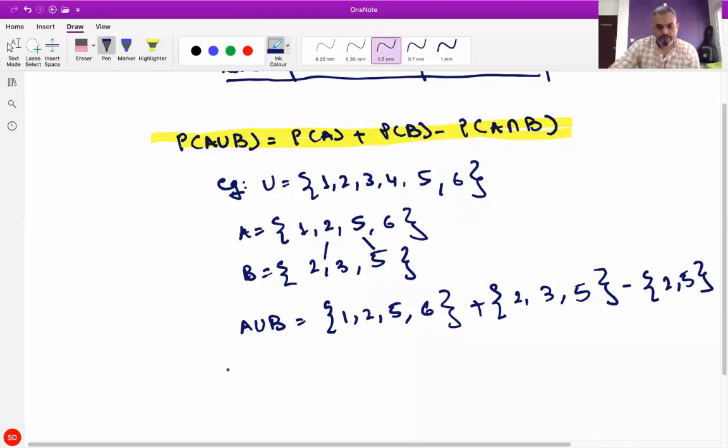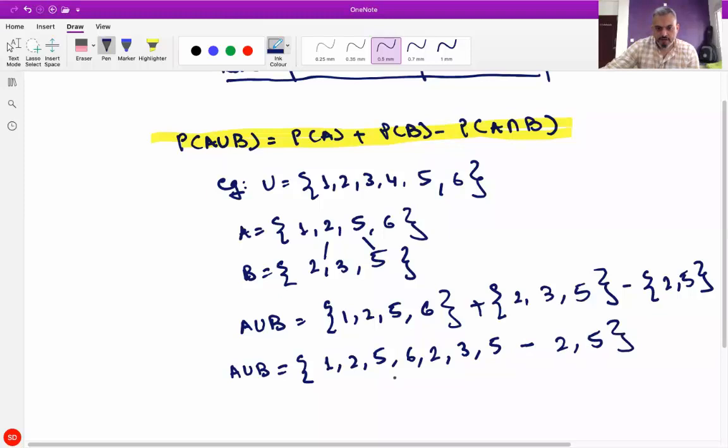Now let's check out. So what we get is A union B is equal to 1, 2, 5, 6, 2, 3, 5. From it we have to remove 2 and 5. So let me first write 1, 2, 5, 6, 2, 3, 5. From this we remove 2 and 5. So what we get is A union B is equal to 1, 2, 3, 5, 6.